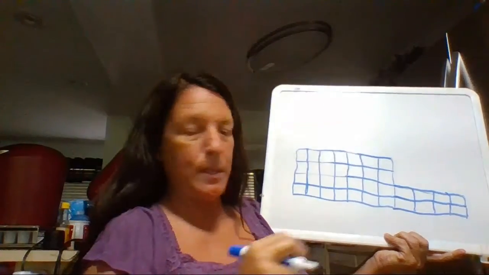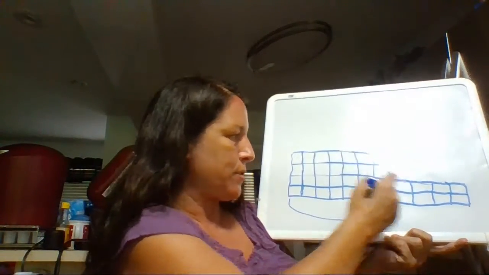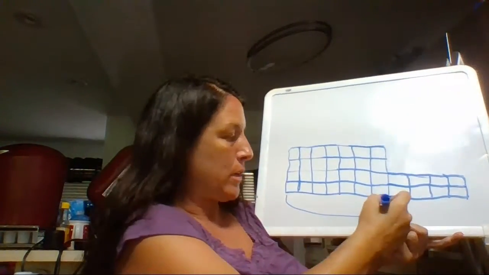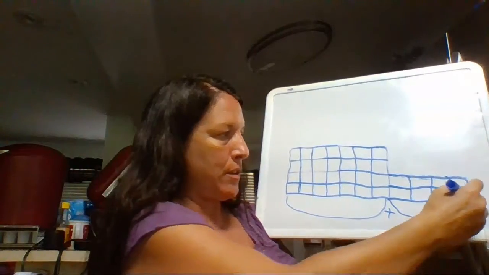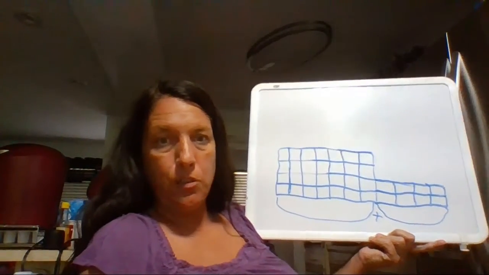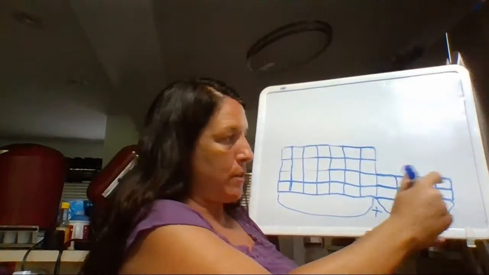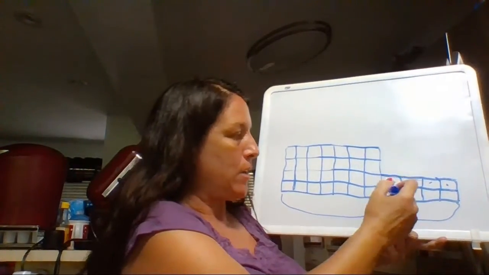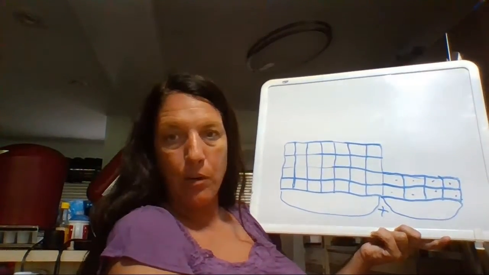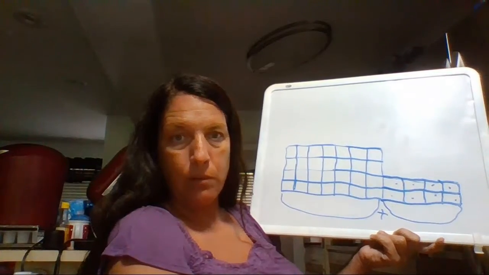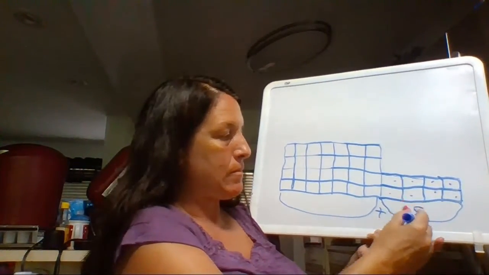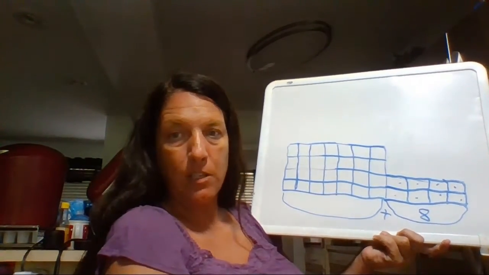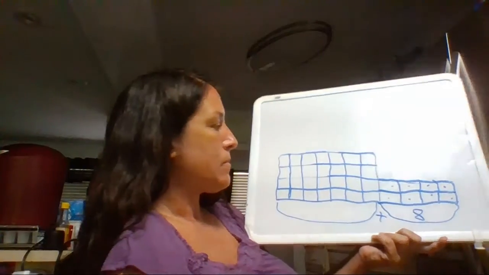We're going to do this in 2 pieces. We're going to figure out how many squares are in this, and then we're going to add it to how many squares are in this. Let's do the easy one first, this one here. We've got 1, 2, 3, 4 in the top row, and 1, 2, 3, 4 in the bottom row. How many is 4 plus 4? 8. Okay, so we know that side has 8.